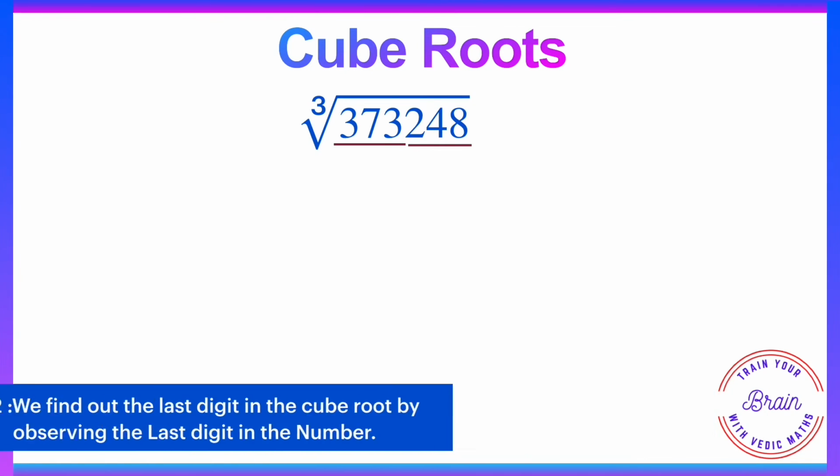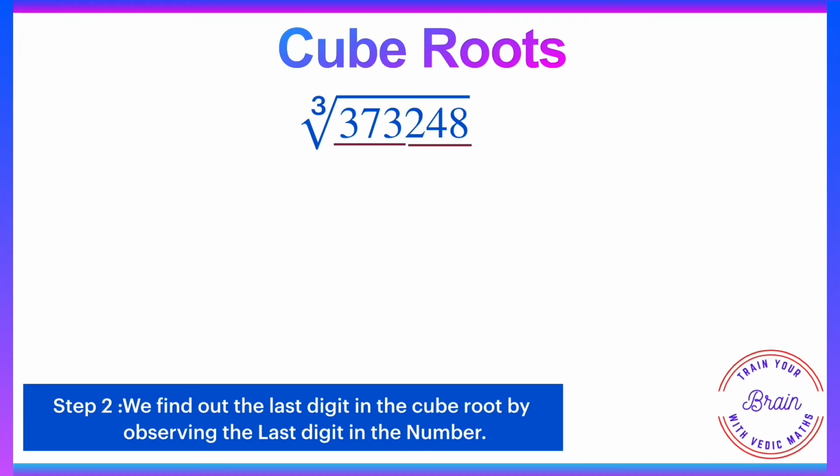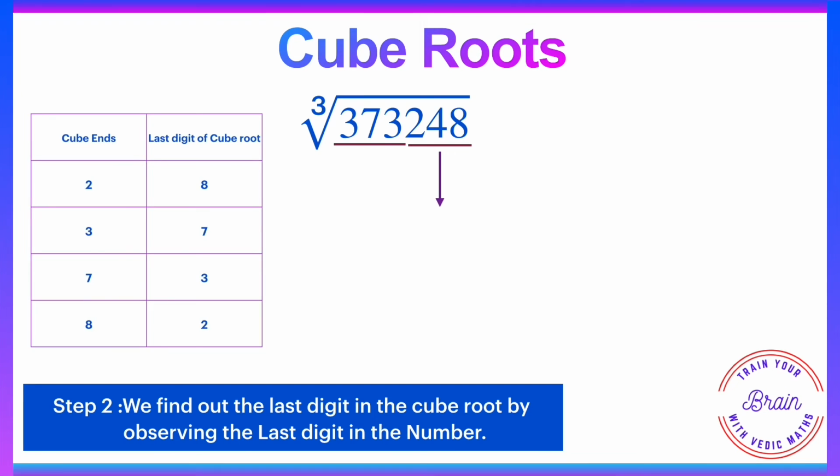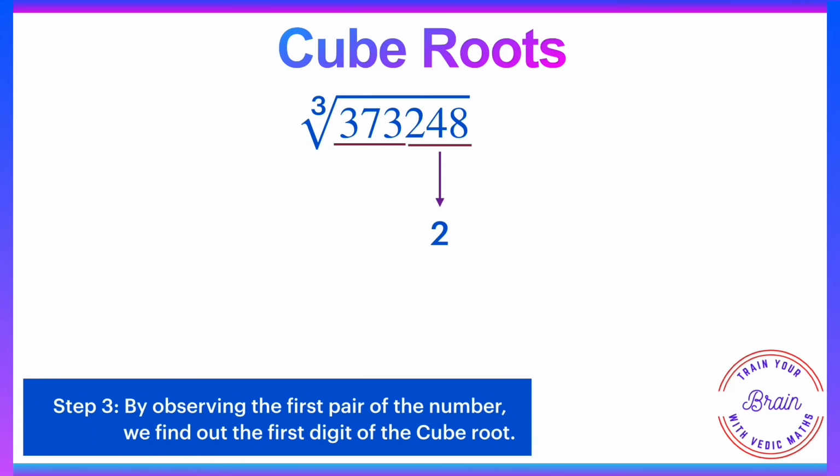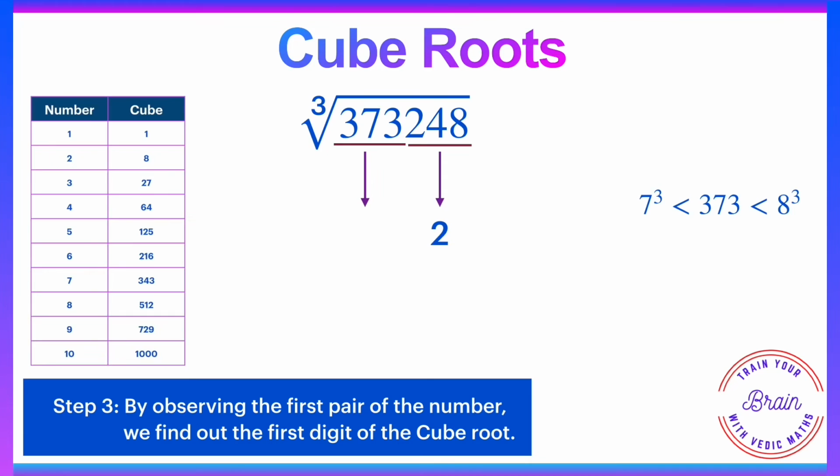In the second step, 8 is the last digit of the cube. So the last digit of the cube root is 2. In the third step, 373 is the first pair of the number. 373 lies between the two numbers, cube of 7 and cube of 8. So the first digit, the tens place digit of the cube root, is 7. We always go for the smaller digit.